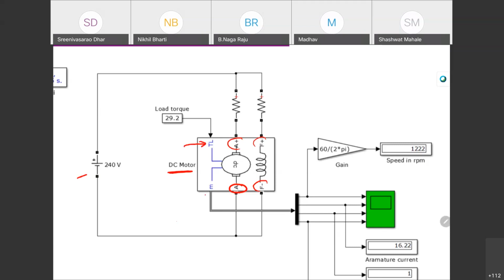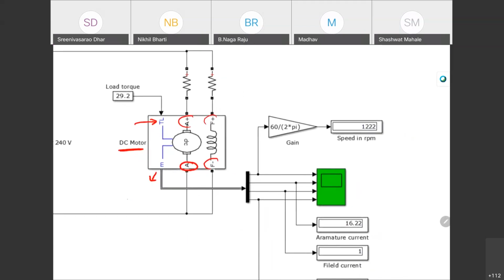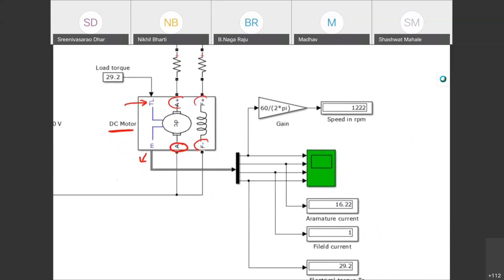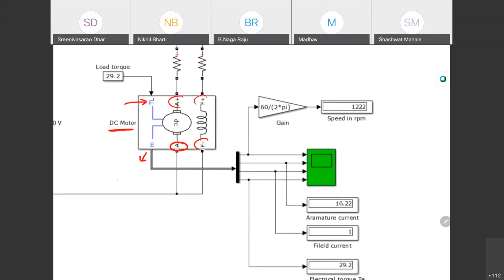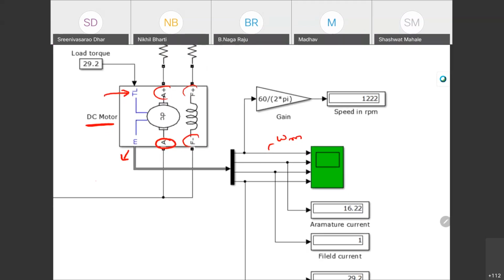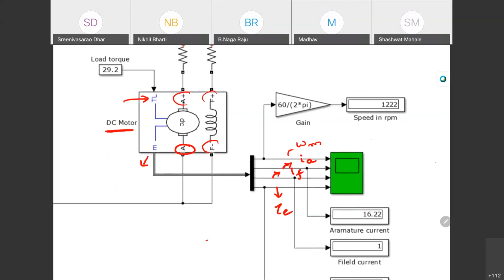And this is the measurement, right? These are the machine parameters that are measured. One is omega m, the angular speed. This one will measure the armature current, this one will measure the field current IF, and this one will measure the electromagnetic torque that is generated inside the machine. Clear?